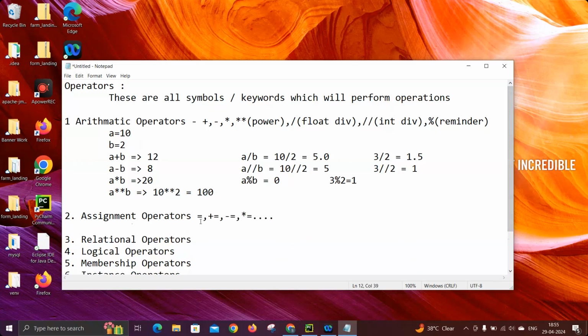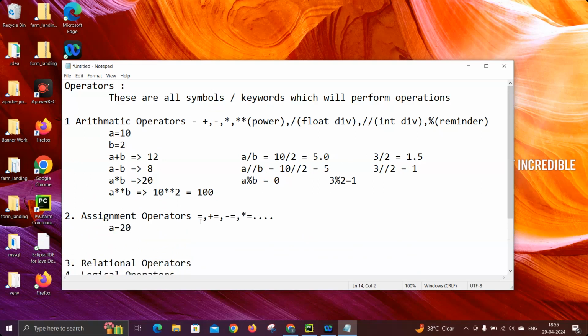As I mentioned, we don't have increment or decrement operators in Python. Instead of that, we can use this combination of plus equal or minus equal operators to increment or decrement a value in Python. Let's take an example. If I want to store some value into A, simply write A equal to 20. So now A value will be 20. There is no confusion in that.